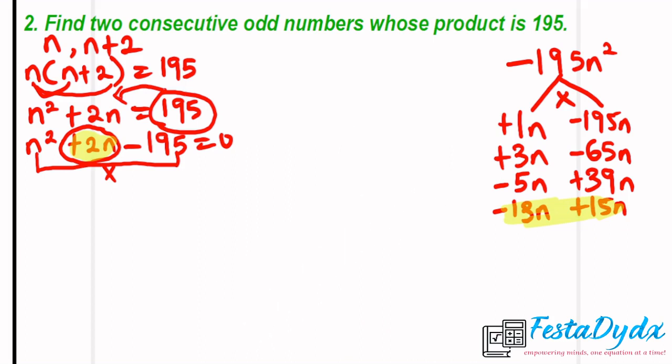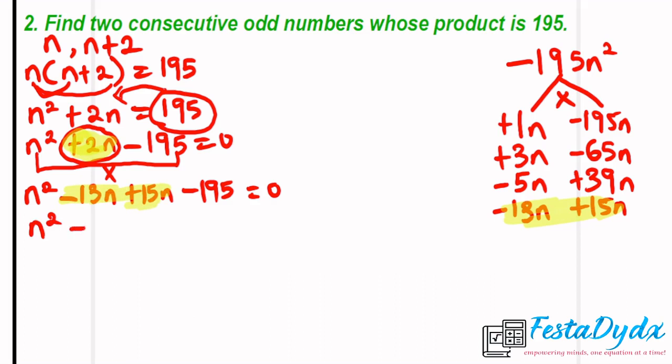So now let's move forward. We'll have n squared. So plus 2n has gotten a replacement, which is minus 13n plus 15n. Then we'll have our minus 195 equal to 0. Take note that this one has been replaced by this. So the next thing we'll have to do is to group these numbers in two. So n squared minus 13n plus 15n minus 195 equal to 0. I'm going to be grouping them in twos.